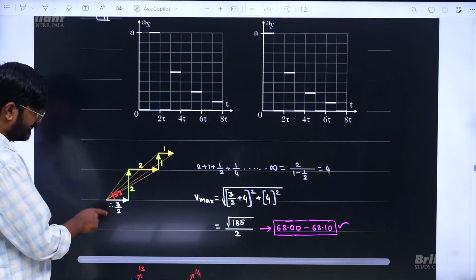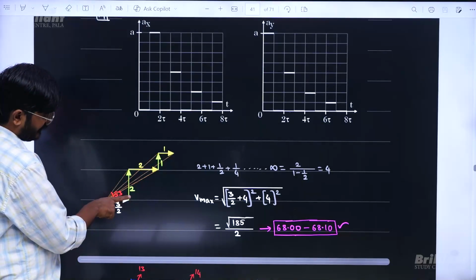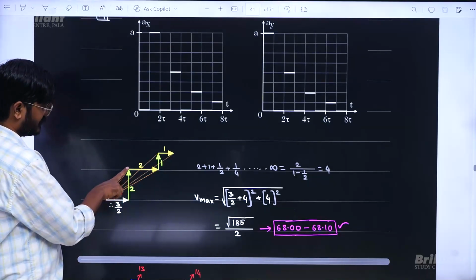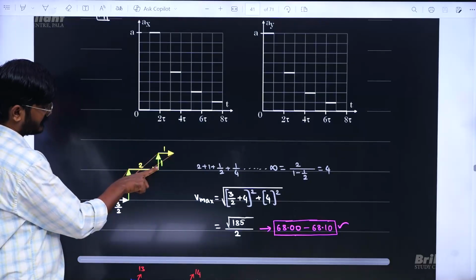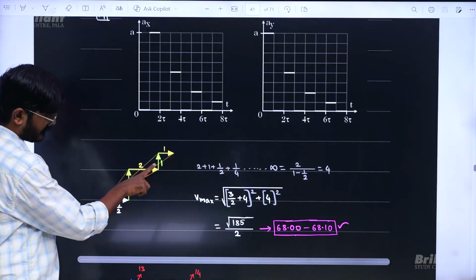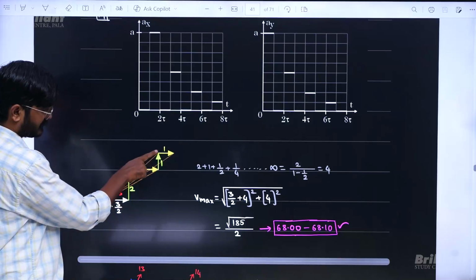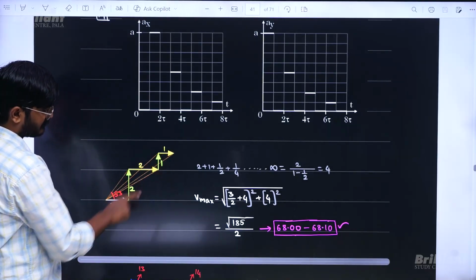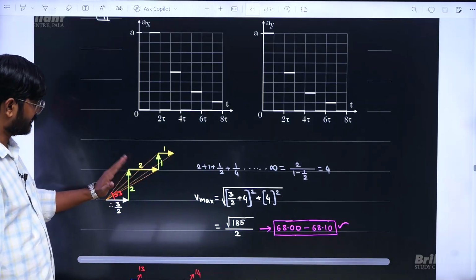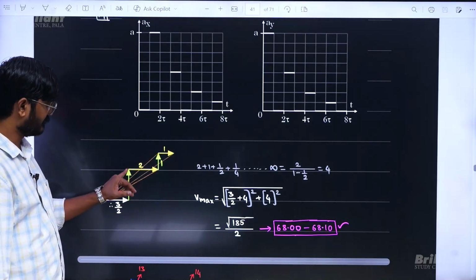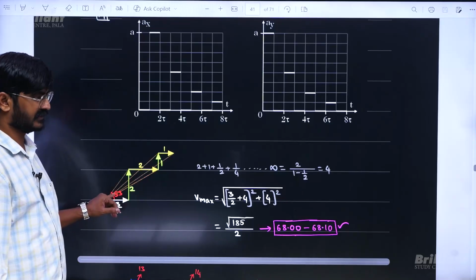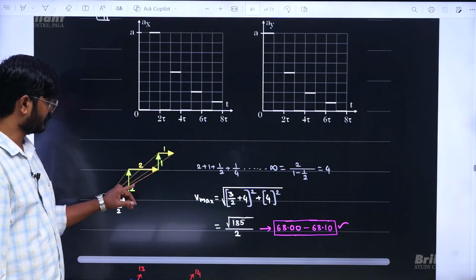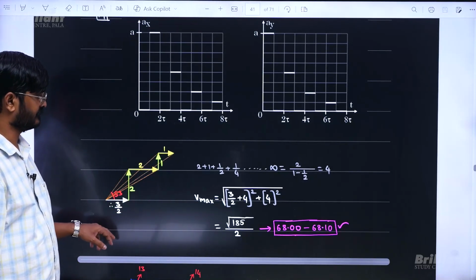Now you should understand, initially resultant velocity is this way, after tau units resultant velocity is this way, after 2 tau units resultant velocity is this way, after 3 tau units resultant velocity is this way, 4 tau resultant velocity is this way. So resultant velocity is making maximum angle with the initial velocity after time tau, and they said this angle is 53 degrees. So tan 53 when you use, you will get this velocity is 3 by 2.